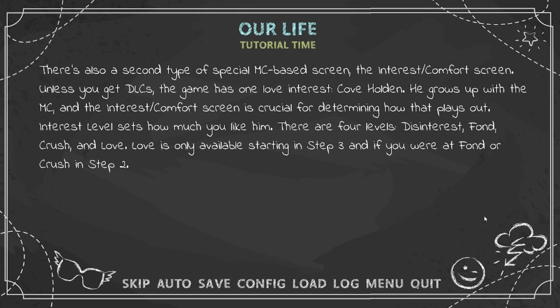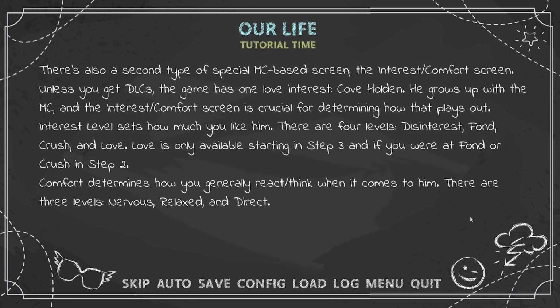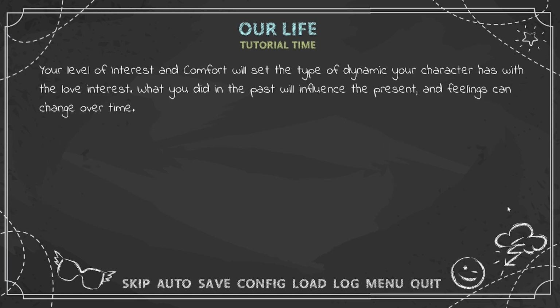Interest levels sets how much you like him. There are 4 levels: disinterest, fond, crush, and love. Love is only available starting in step 3, and if you were at fond or crush in step 2. Comfort determines how you generally react or think when it comes to him. There are 3 levels: nervous, relaxed, and direct. Your level of interest and comfort will set the type of dynamic your character has with the love interest.